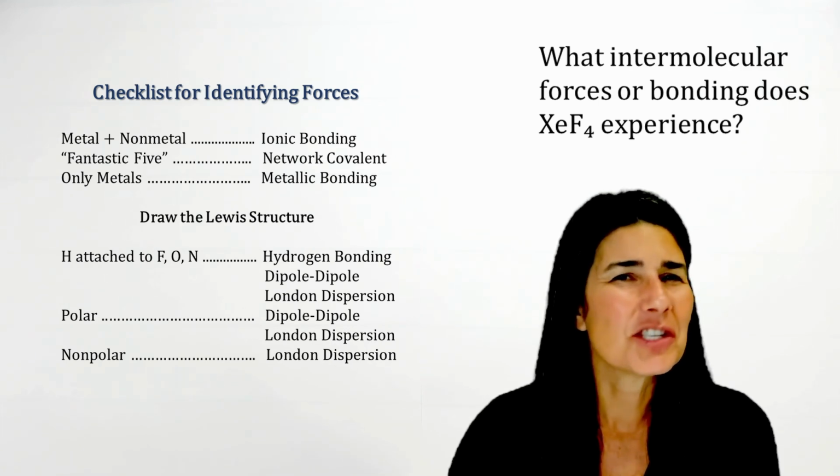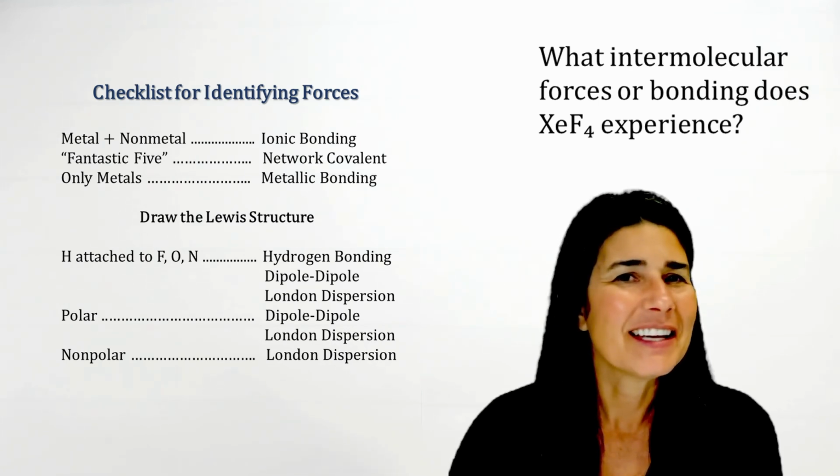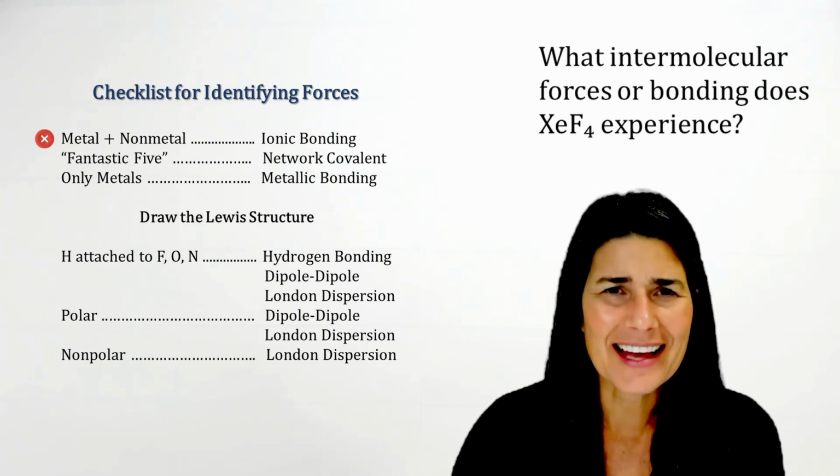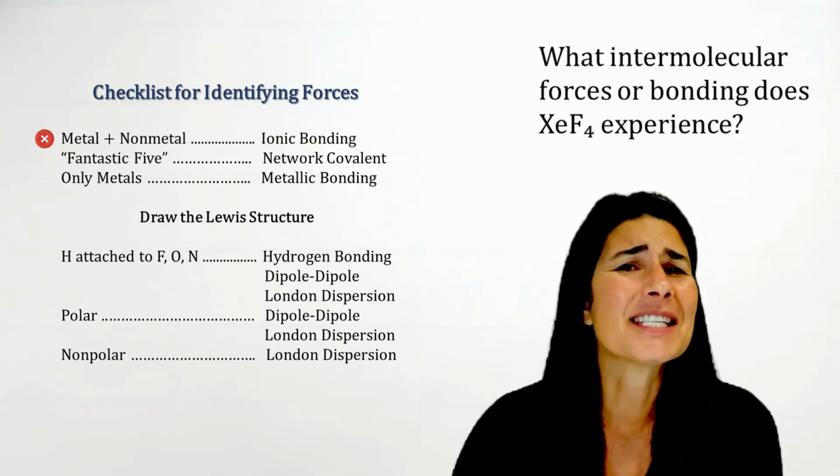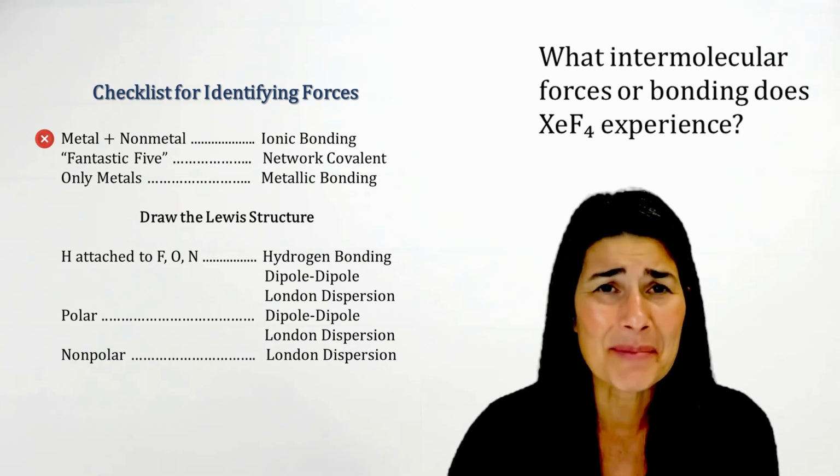Question 1 is, do you have a metal with a nonmetal? No, xenon is a noble gas. It's a nonmetal. Fluorine is a nonmetal. We don't have a metal. This is probably not an ionic compound.